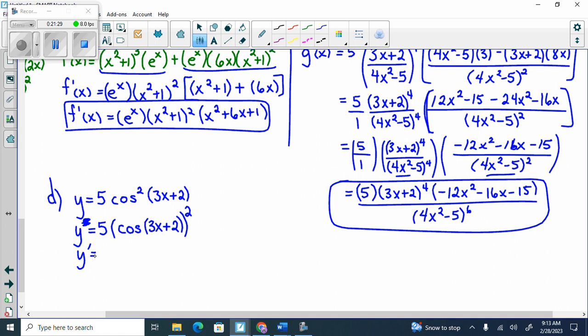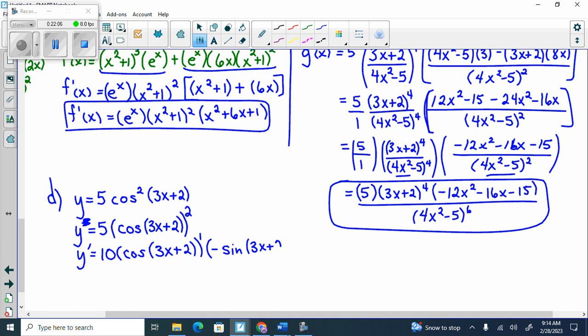The 2 drops in front. 2 times 5 is 10. Rewrite the inside. Oh, my computer is going so slow. I have to write so slow. And it's technically to the 1. Do I have to write the exponent 1? No, but I'm going to. Then I have to do the derivative of the inside. What's the derivative of cos? Well, it starts with a c, so we know at the very least it's negative. Negative sine. Cos and sines are the easiest ones. So it's negative sine. Rewrite the inside.